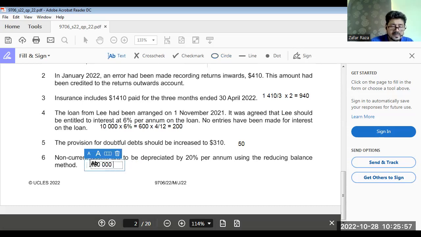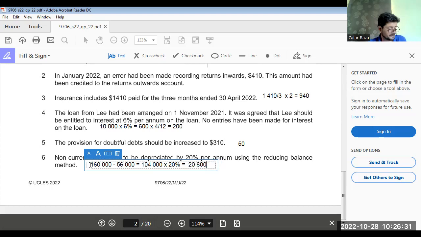160,000 minus 56,000 is equal to 104,000, multiplied by 20% is equal to 20,800. Okay, we have done with all the adjustments.